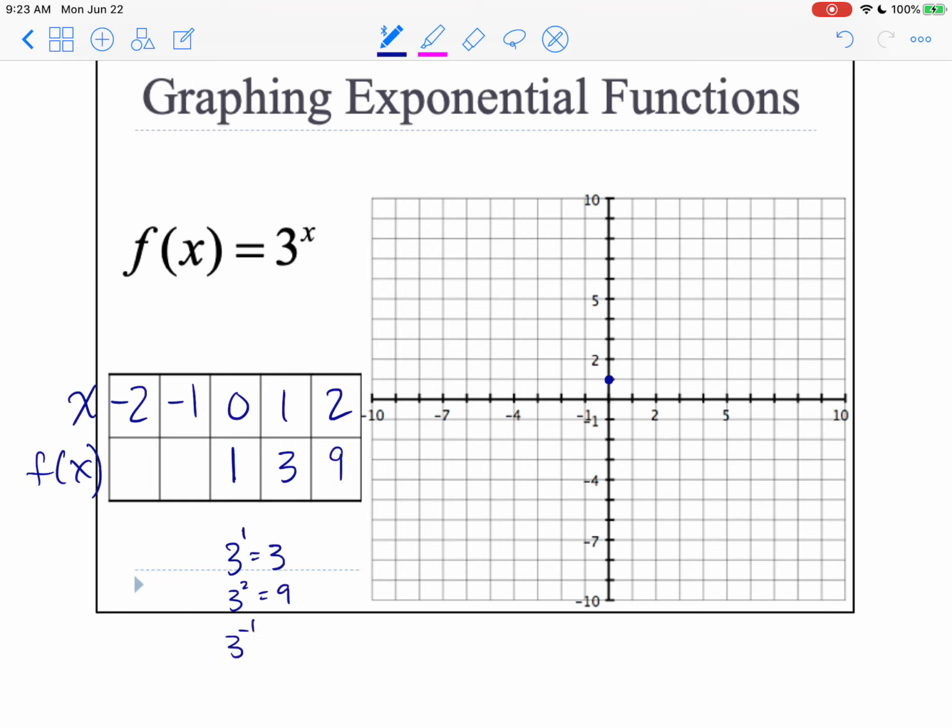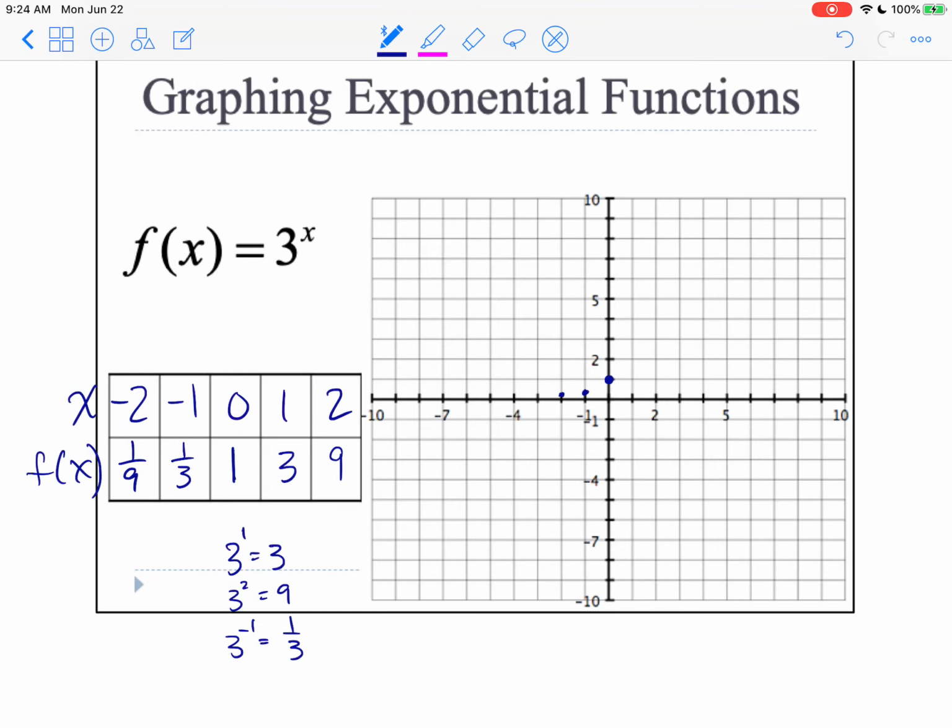When I plug in negative 1, this is 1/3, so that's that negative exponent rule. And when I plug in negative 2, I get 1/9. Okay, so you can see that just moving 2 to the left here, I'm at 1/9, which is really hard to even graph here to get 1/9 accurately on this. The thickness of my pencil almost makes it too close to the x-axis. 1/3 is about right there.